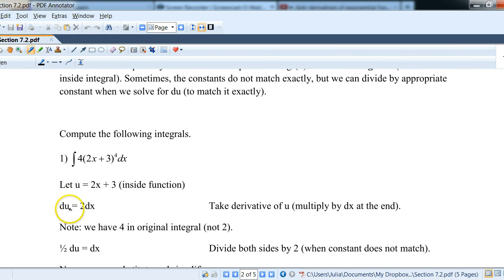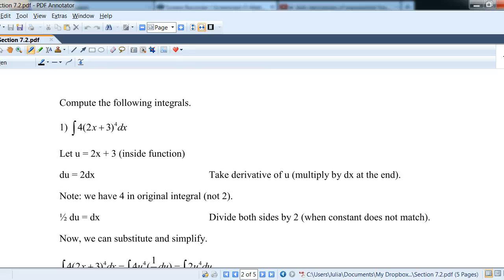Well, to modify this, whenever you don't match exactly, you divide by the constant that you have. du equals 2 dx, divide both sides by 2. Now you have 1/2 times du. That's what you're going to substitute for the dx. And then that's going to multiply with a 4 and so on.